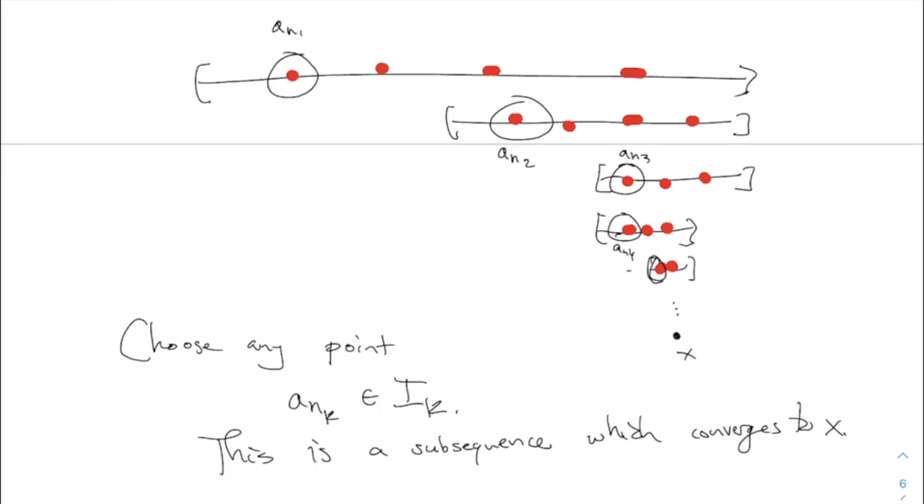Watch Steve's proof for a slightly different argument. Although it's similar, basically Steve's proof is about the two endpoints of all of these intervals. But you'll see.